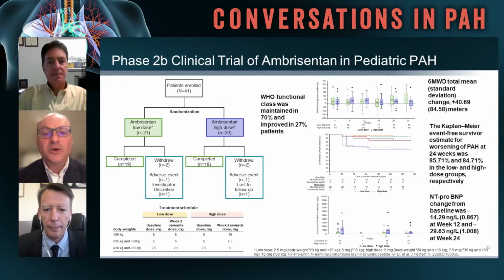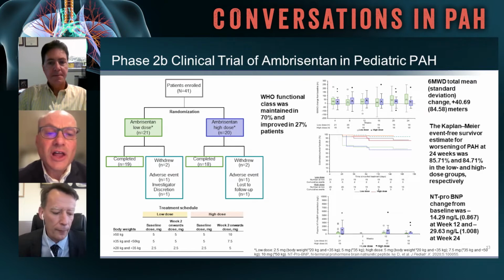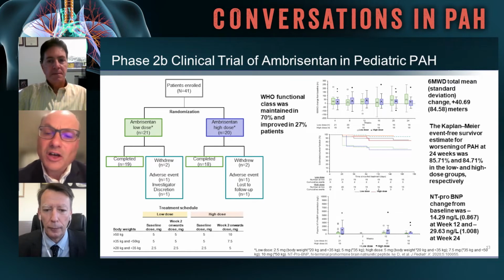So the lighter bars are the low dose, darker is the high dose, and the 6-minute walk mean for both groups together did improve. Functional class was maintained or improved in most, and there was very little event worsening. About 85% in both groups did not have worsening in this trial. And likewise, NT-proBNP was favorably changed.